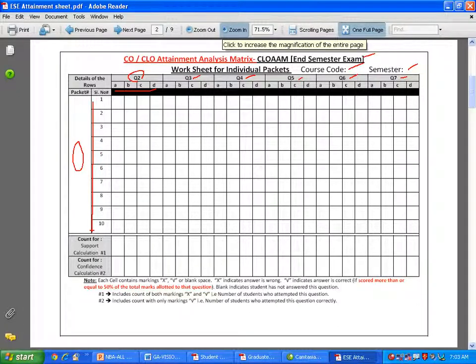Now I will take an example, say question number 2, and show you what you will be doing here. For question number 2, say the A part, if the student has answered correctly, put a tick mark. If the student has answered wrongly, then put a cross mark here. Then the question is what is correct and what is wrong.